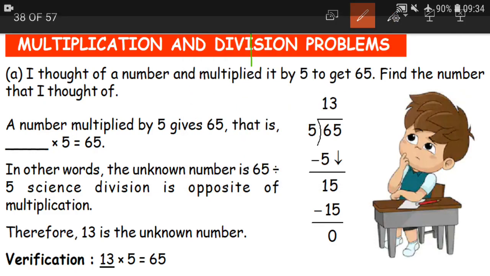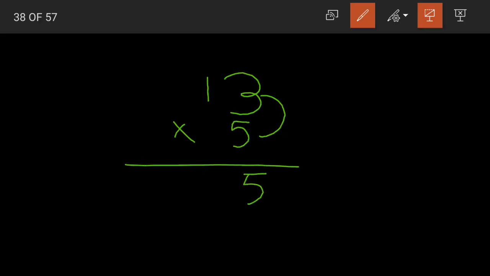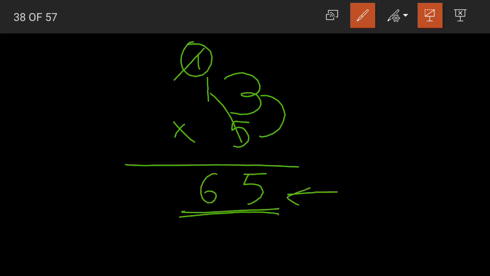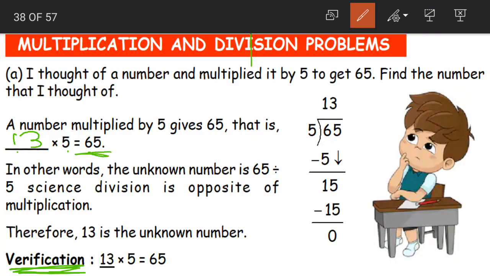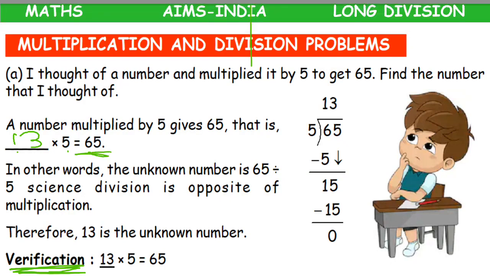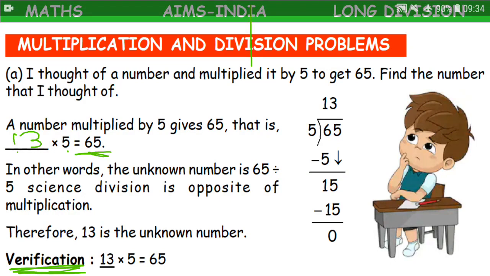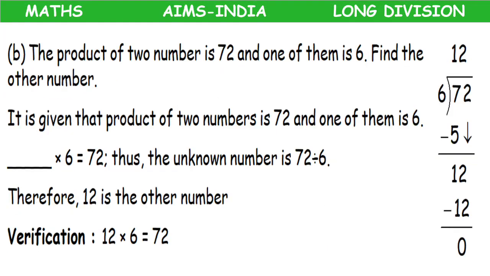If you want, you can verify your answer as well. See, verification. What is this unknown number now? 13. 13 into 5. Let us multiply. 5 3s are 15. 1 carried. 5 ones are 5 plus 1 is 6. What did we get? 65. Isn't it the same, children? Yes. So in this way, whenever you do such a problem, you can even verify your answer easily by multiplying both the factors.